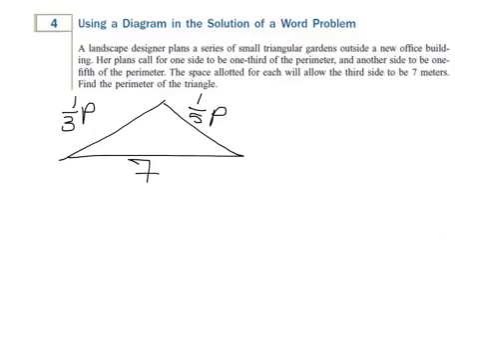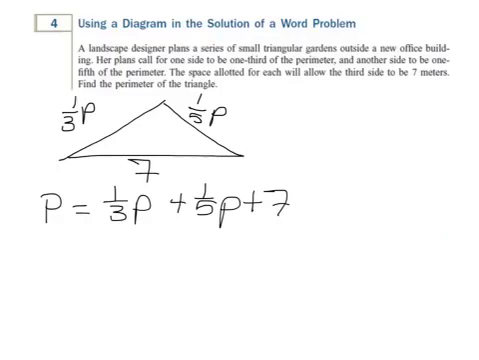What we need to think about is that when we add these all up, it will equal the perimeter. So P is our perimeter, and when we add all these up, it should equal our perimeter. Now, I love fractions, but I know most of you don't. So let's get rid of them. Find the common denominator. Here, the common denominator of 3 and 5 is 15. Multiply every single term by 15.